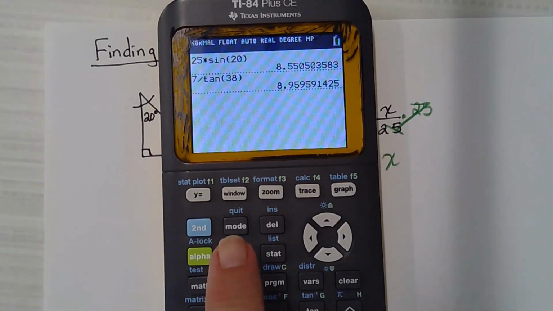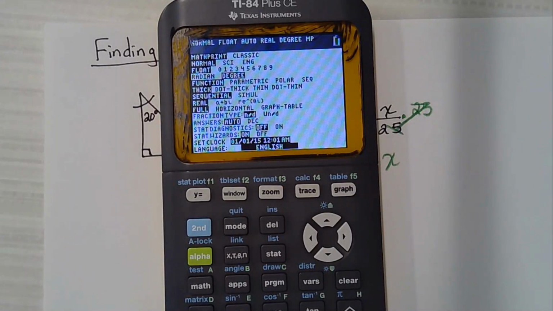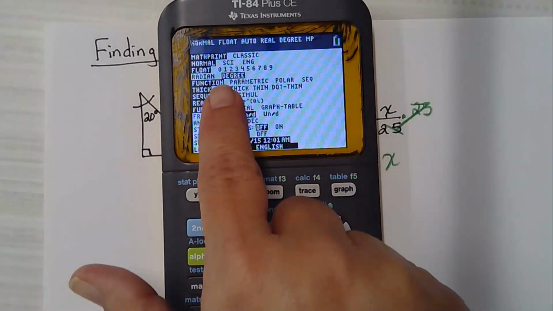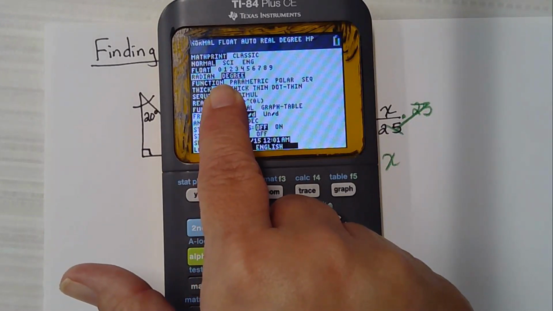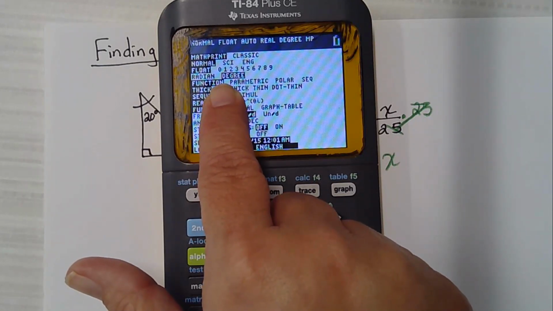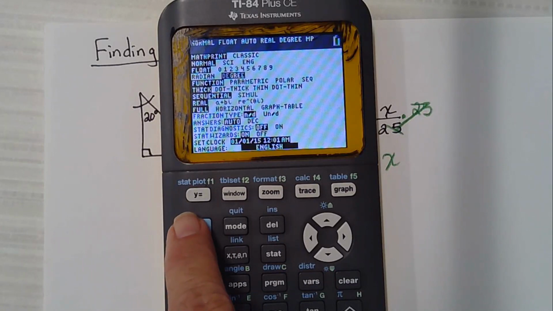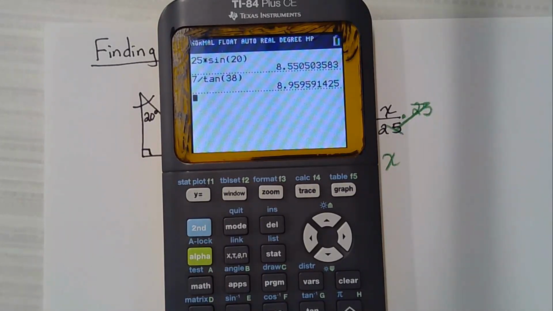So this mode button right here, press it, press mode, and look 4 lines down. Do you see it says radian and it says degree? Sometimes we're going to be measuring in degrees, sometimes we're going to be measuring in radians. You have to make sure your calculator is set to the correct one. If it's not, you go here and you use your arrows to move around, and you get the one you wanted to have the light on it, and you hit enter, and then you do second mode to quit out of that screen. Okay?